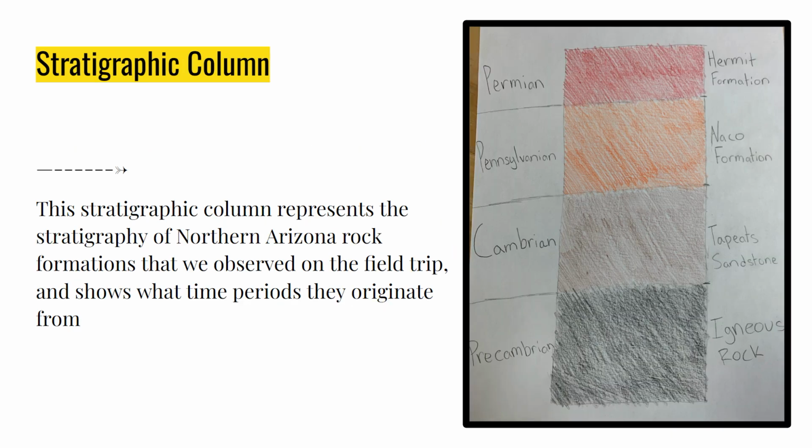This is the stratigraphic column. It has Precambrian igneous rock at the bottom. It goes up to Cambrian Tapeats Sandstone, then the Pennsylvanian era, Naco Formation, and the Permian era, Hermit Formation.